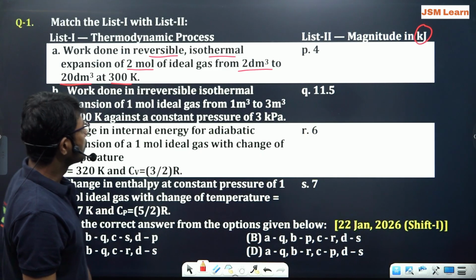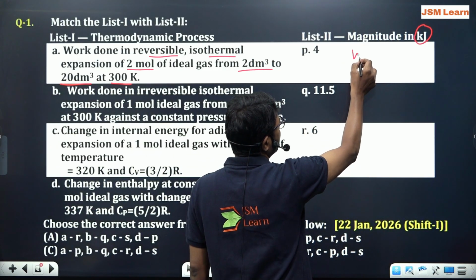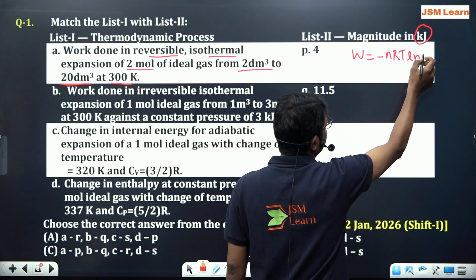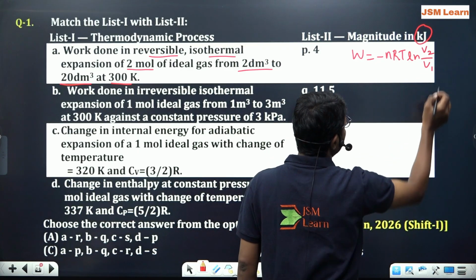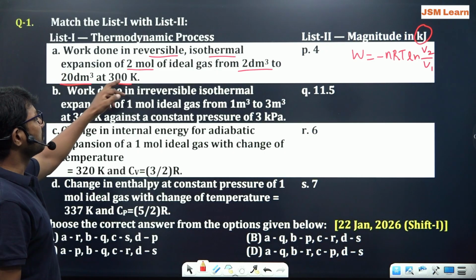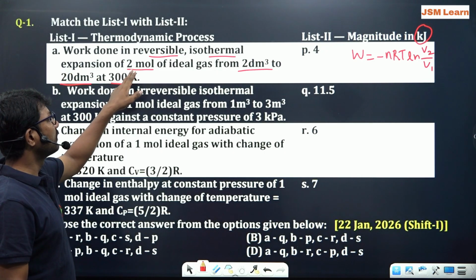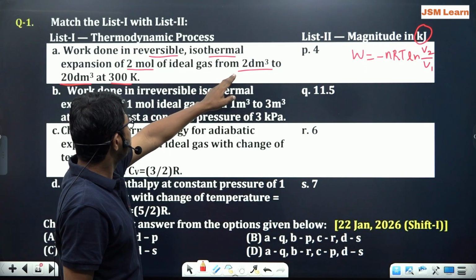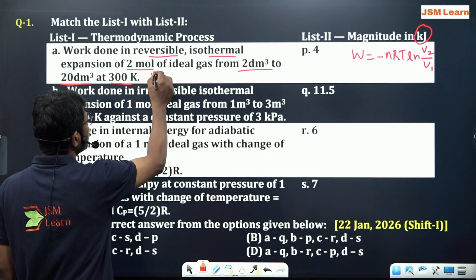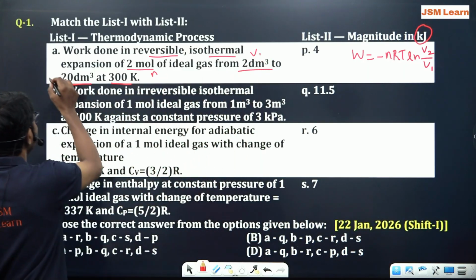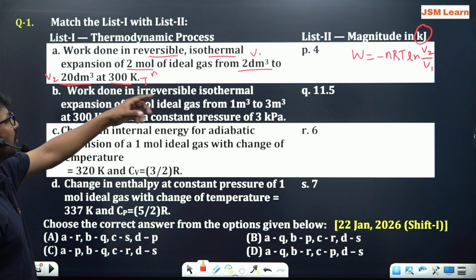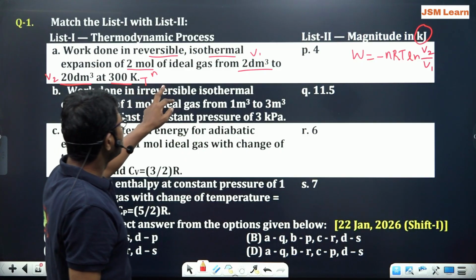So now for this you can see work done in this process. What is the formula we can write? W is equals to minus nRT ln V2 upon V1. By using that formula, if you write all these given information, number of moles 2 moles they have provided, and it is expanding from 2 decimeter cube to 20 decimeter cube. V1 value and V2 value are given, and temperature also they have mentioned here. So directly by substituting all these values, we can get this value.